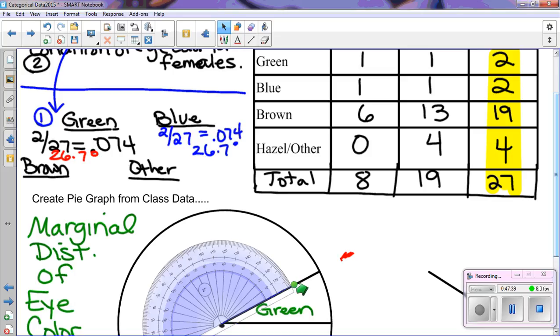Okay? Any questions? So you're going to do the marginal, and then you're going to do the same thing for conditional. You're going to do a conditional distribution of eye color. We said for the females, and then you'll graph that. She had a question first. What was your question? Oh, just to see it. Okay, good. Yes. Because I took 0.074 and I multiplied it by 360, because it's 7% of the whole circle.